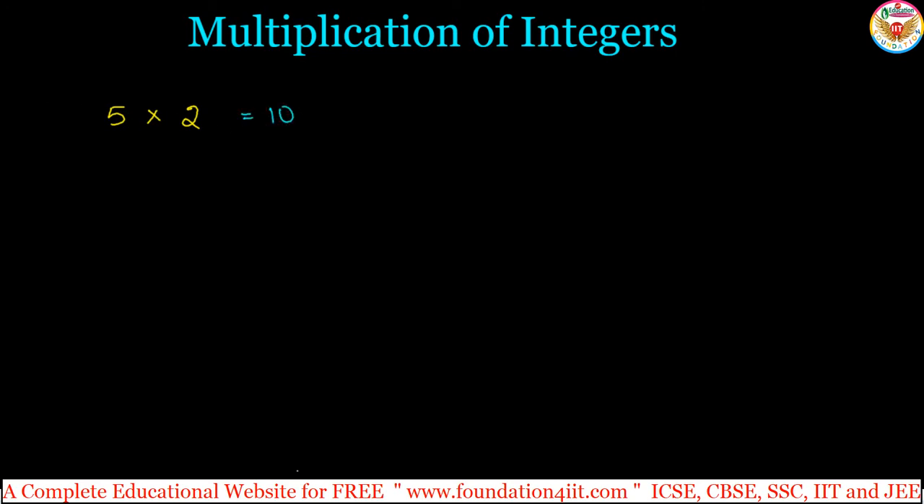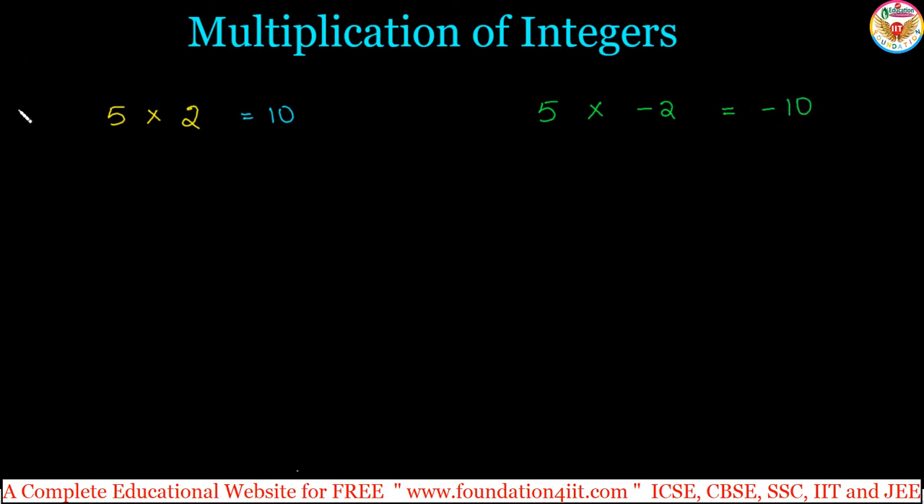But in case the number is negative, because integers are negative as well as positive, 5 should be multiplied with negative 2. So 5 is multiplied with a negative number, negative 2. One is positive and one is negative, so the answer must be negative. 5 into 2 is 10.